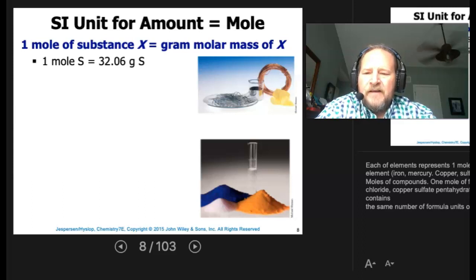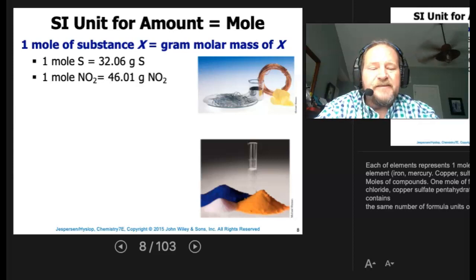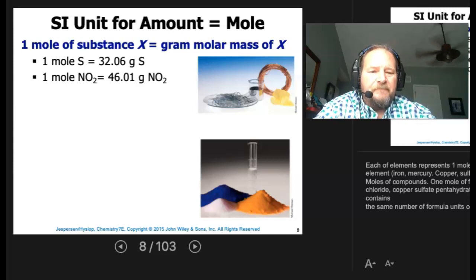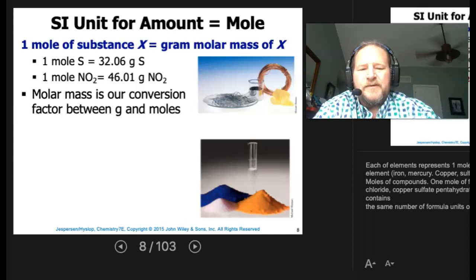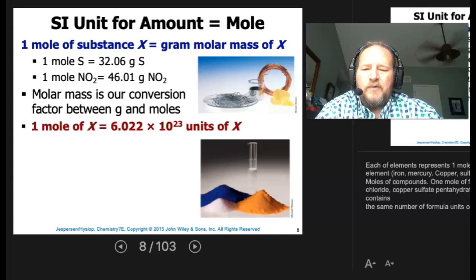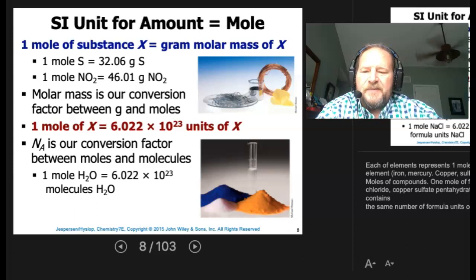So using our periodic table, we know that 1 mole of sulfur would be equal to 32.06 grams of sulfur. If I add NO2, 1 mole of that would be 46.01 grams. And for that, we got the molar masses from the periodic table and summed them up. Here we can also make conversion factors, right? And we can now relate the mole to a mass or the mole to a particle. Again, Avogadro's number will be our conversion factor, as well as the periodic table.